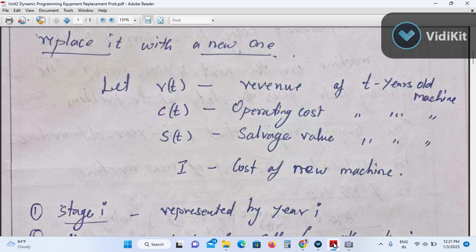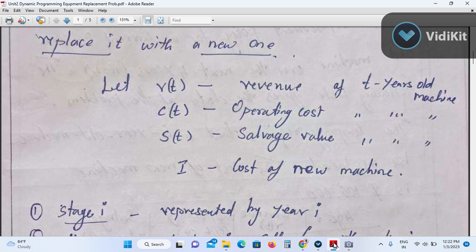So for that machine, what about the revenue? How much revenue do we get for the t-year-old machine? That is denoted by r(t). And c(t) is the operating cost. To run that machine, you have to put in diesel or petrol or whatever, maybe electricity or crude oil, whatever they have to put in to run it successfully. That is the running operating cost.